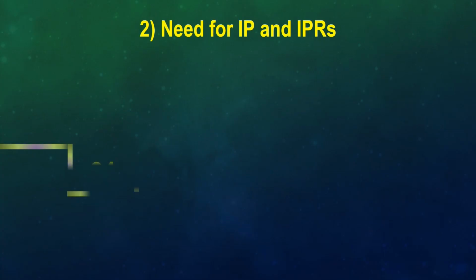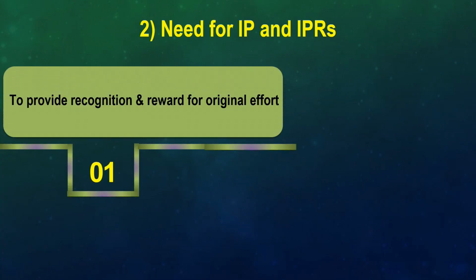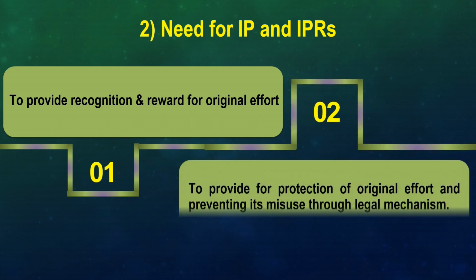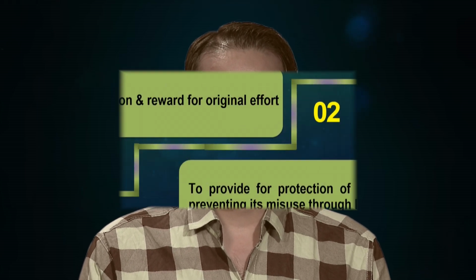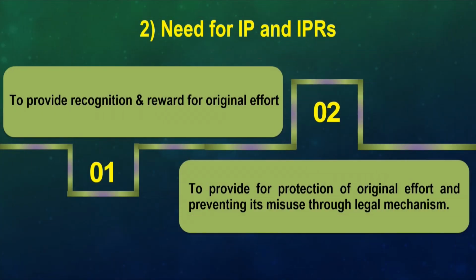First one is to provide recognition and reward for original effort, and second is to provide for protection of original effort and preventing its misuse through legal mechanism. For example, a person may come up with, let us say, a design of a plier that can be used in automobile repair and maintenance, and at the same time it can be used in the kitchen.